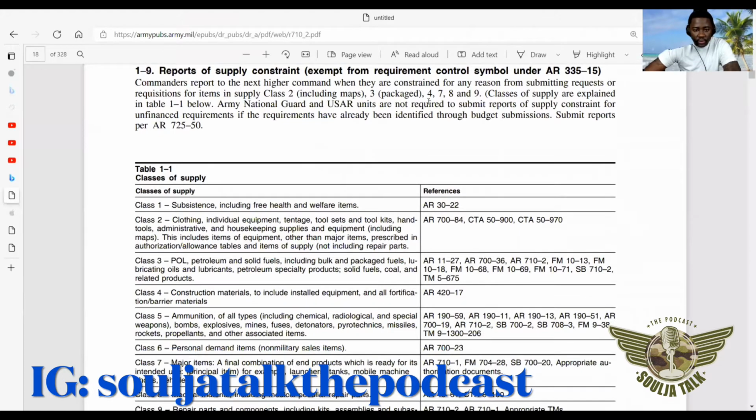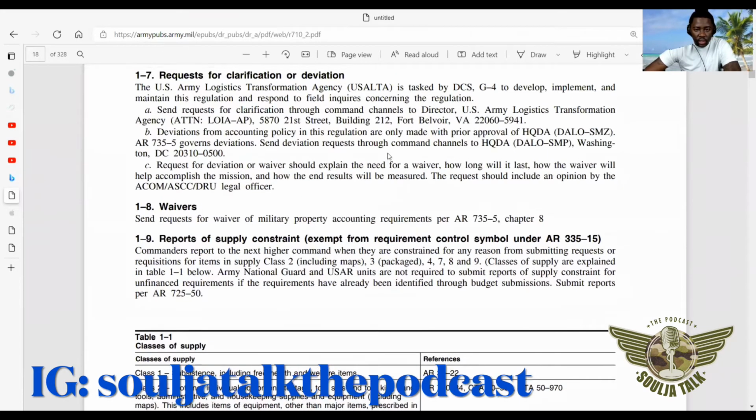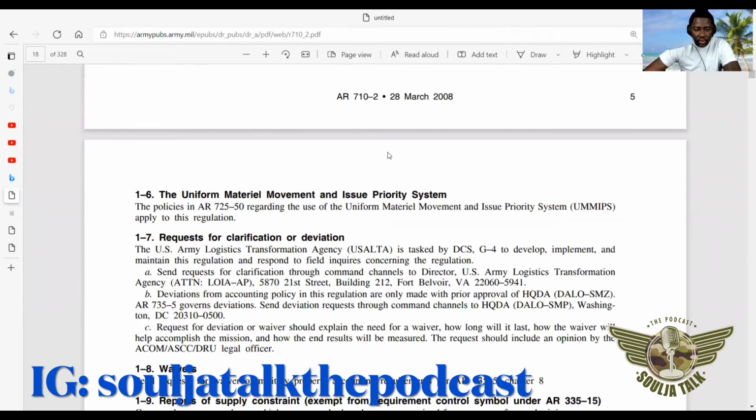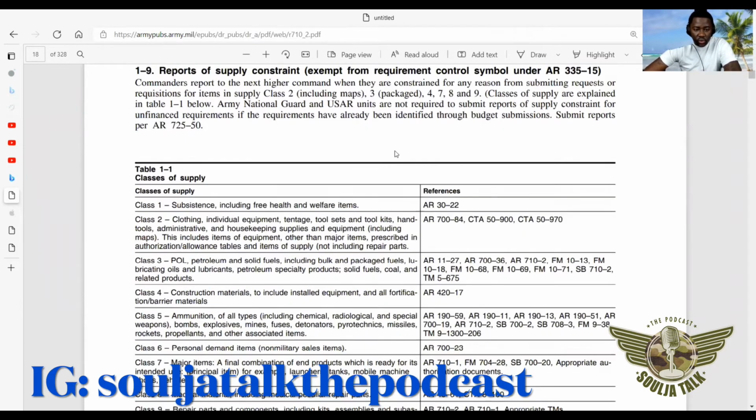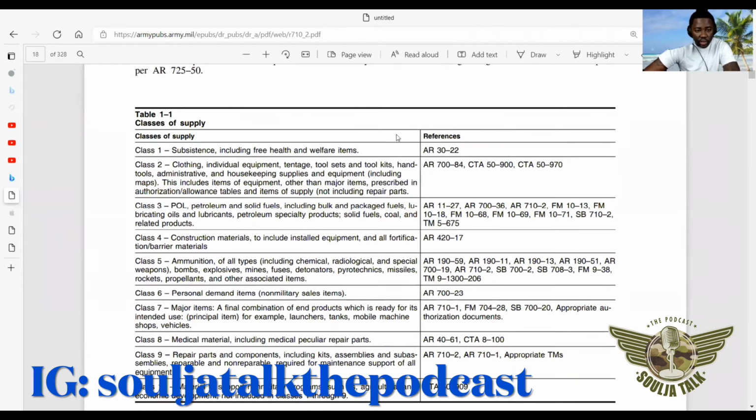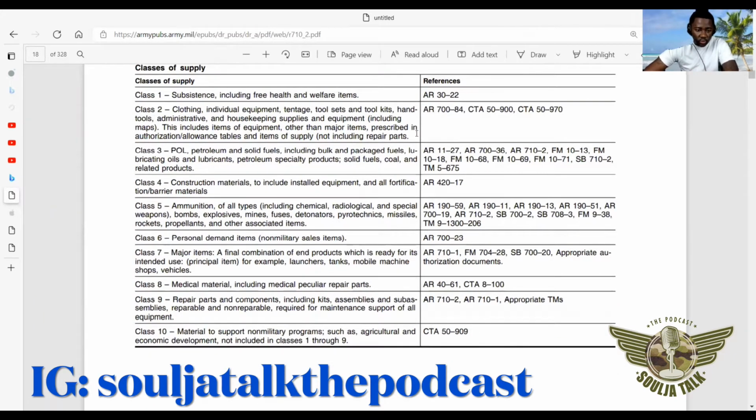So right here, let's see what regulation we're in. I think we're in 710-2. In AR 710-2, table 1-1, it gives you a rundown of the classes of supply. Starting with class 1, class 1 is always going to be the food, subsistence, including free health and welfare items. You can also look at this in AR 30-22, so you can also find class 1 in AR 30-22 if you want to look for that.